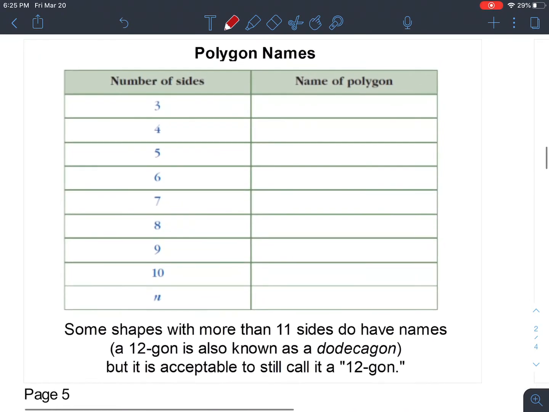Now we have to get into the names. A lot of these names over here you already know based off of their side lengths. So you should already know a triangle. Now for 4, a lot of you probably would say square, a lot of you would say rectangle, but you have to realize that does not include the rhombus. It does not include the parallelogram. Sorry, it doesn't include the trapezoid. So we're going to summarize that. We're naming these based off of how many sides they have. So that's the quadrilateral.